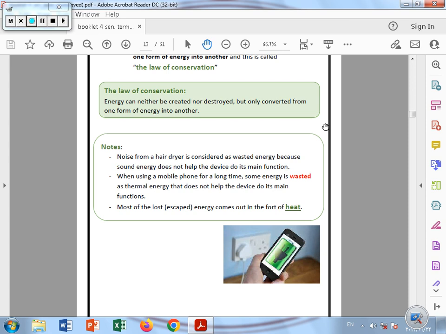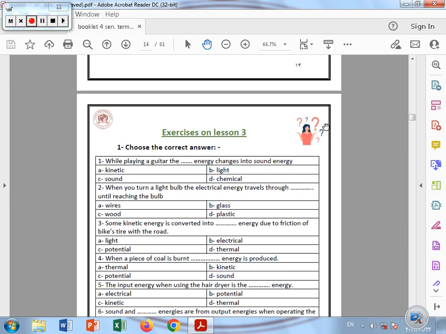And while using the mobile phone for a long time, we feel it's so warm, and there is thermal energy that comes out from it, and this thermal energy doesn't help the mobile phone to do its main functions. So it's wasted energy. Most of the lost energy comes out in the form of heat, or thermal energy, when we use different devices like the washing machine, the mobile phone, the hair dryer. When we put our hand on the device, we feel it so warm. Okay, now let's move to the questions.